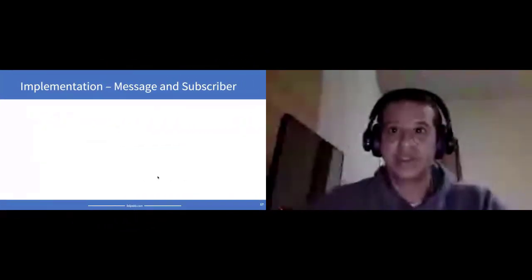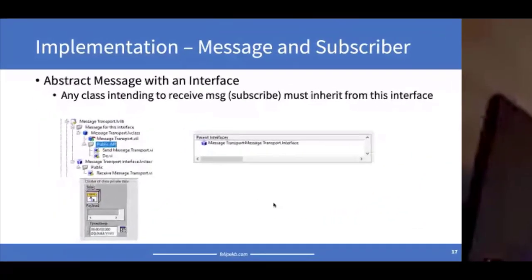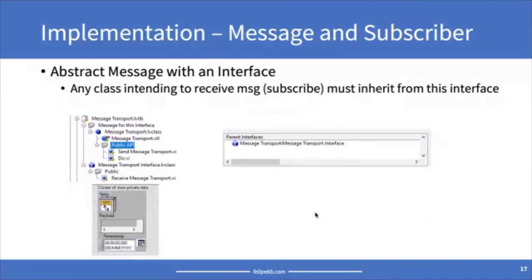The implementation of the broker uses this abstract message interface. Any class that wants to receive a message using abstract message, the subscriber, should override this abstract message method. So the subscriber in the end depends only on the message transport. What I'm showing here is just dependency inversion. The subscriber must override this and depends only on the message transport.